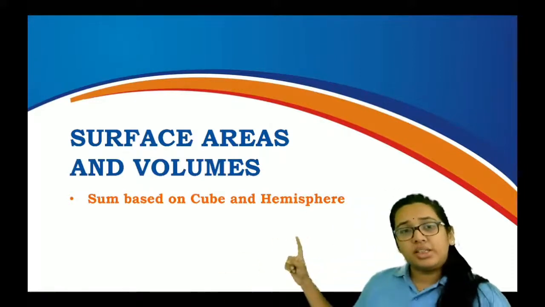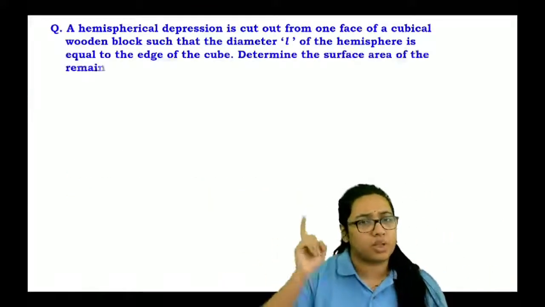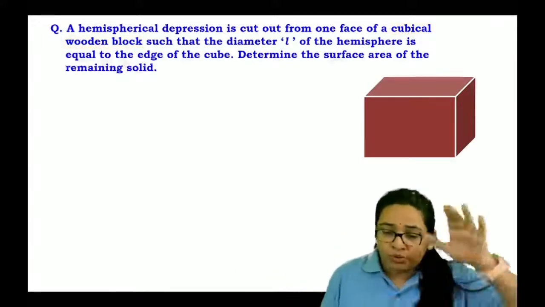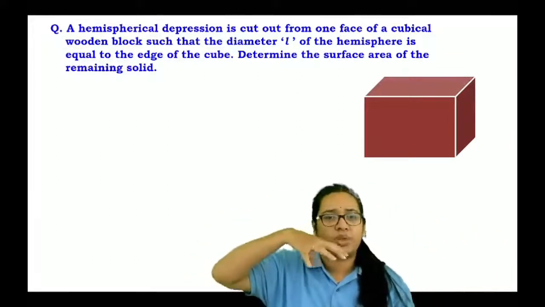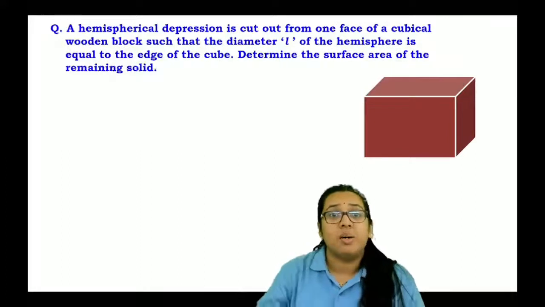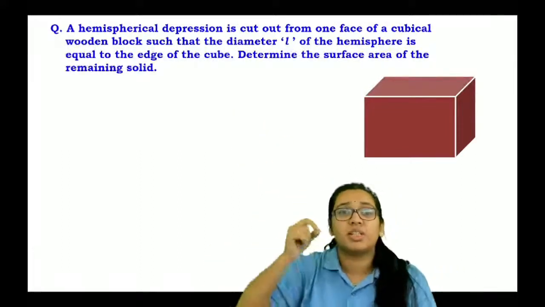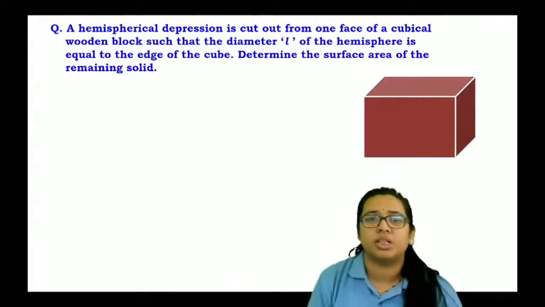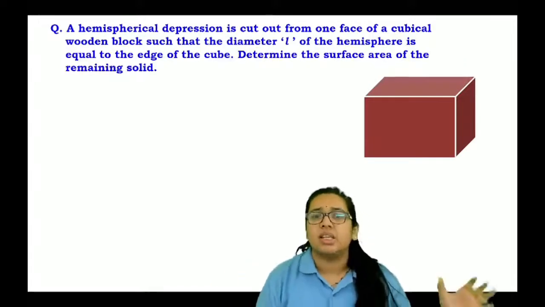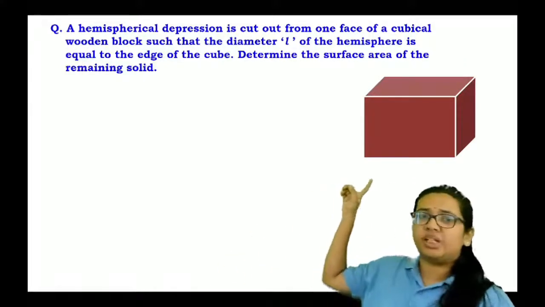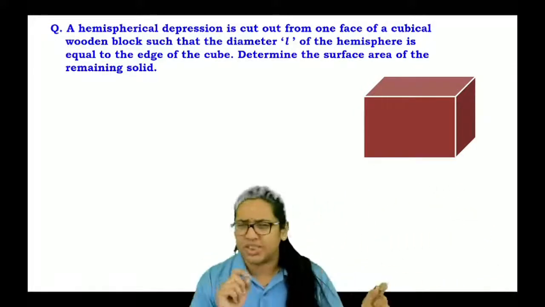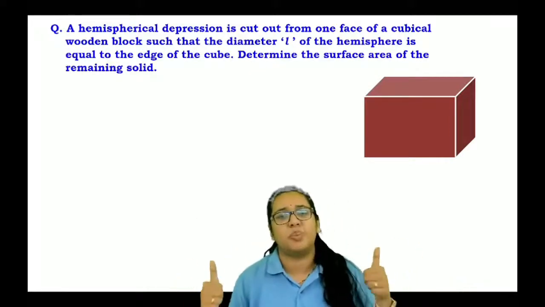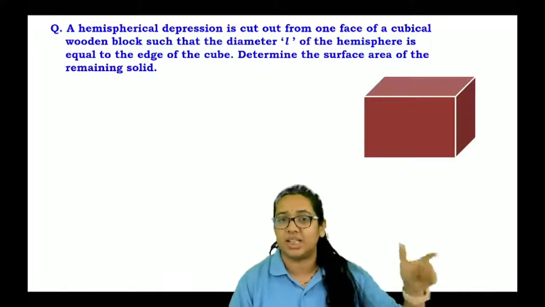Suppose now we consider another example. Again, we are talking about a cube and hemisphere, but now the question will be something like this. For the previous question, we were just surmounting a hemisphere on the cubical block. But for this question, we have to consider that a semi-spherical depression is cut out from one face of a cubical wooden block such that the diameter L of the hemisphere is equal to the edge of the cube. So always remember that whenever there is a question based on a cube as well as a hemisphere, usually the diameter of the hemisphere is the same as the cube.